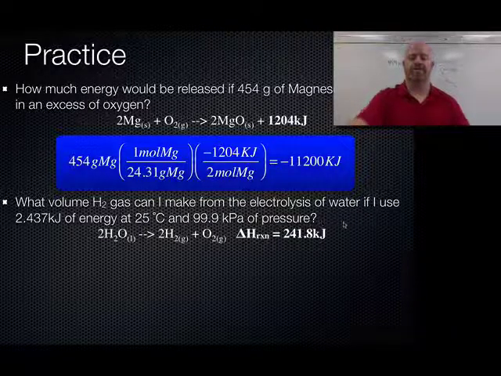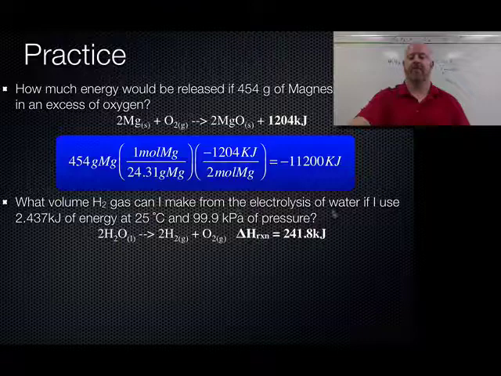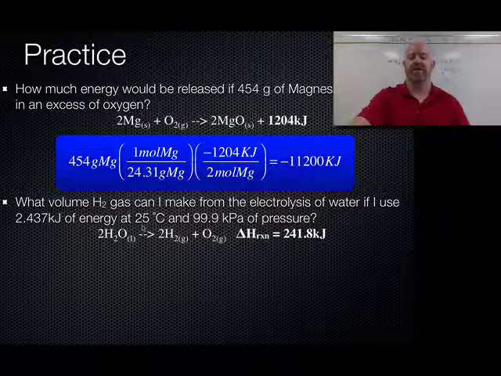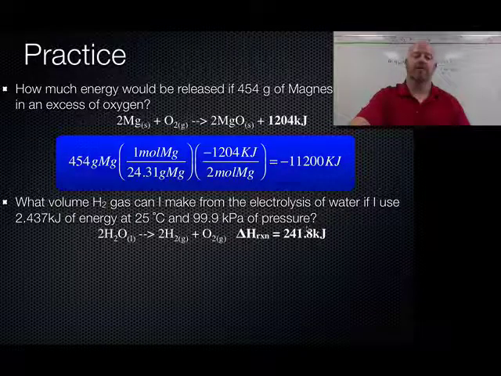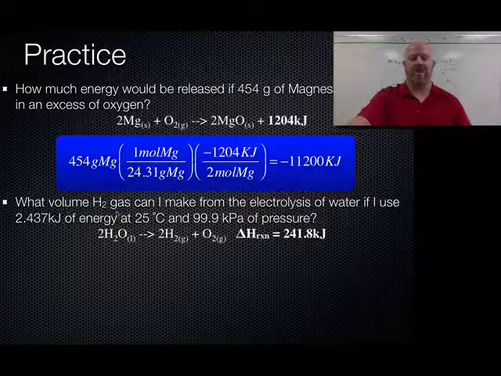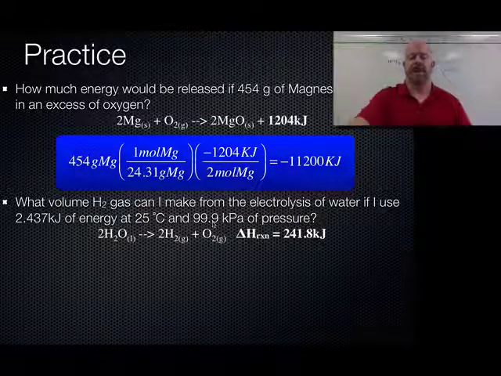If we take a look at our second practice problem, this one says, what volume of H2 gas can I make from electrolysis of water if I use 2.437 kilojoules of energy at 25 degrees Celsius and 99.9 kilopascals of pressure? Okay, so this problem has a little twist to it because we're looking for a volume of gas, and we're not at STP, so we need to apply the ideal gas law here to get us some information and then be able to use the stoichiometry also.